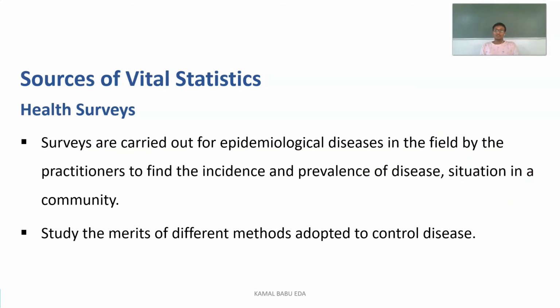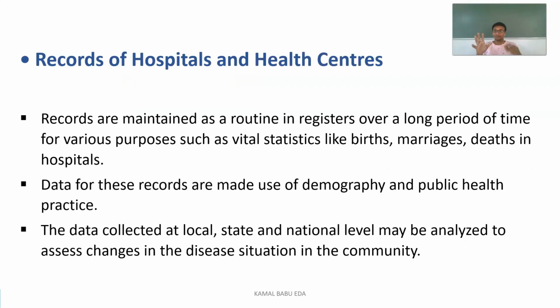Next, coming to the sources of vital statistics, we have health surveys. These surveys are carried out for epidemiological diseases. Mainly, what is the incidence and prevalence of the disease and what is the situation in the community, and it also helps us to study the merits of different methods which were adopted during the control of the disease. So these are the health surveys.